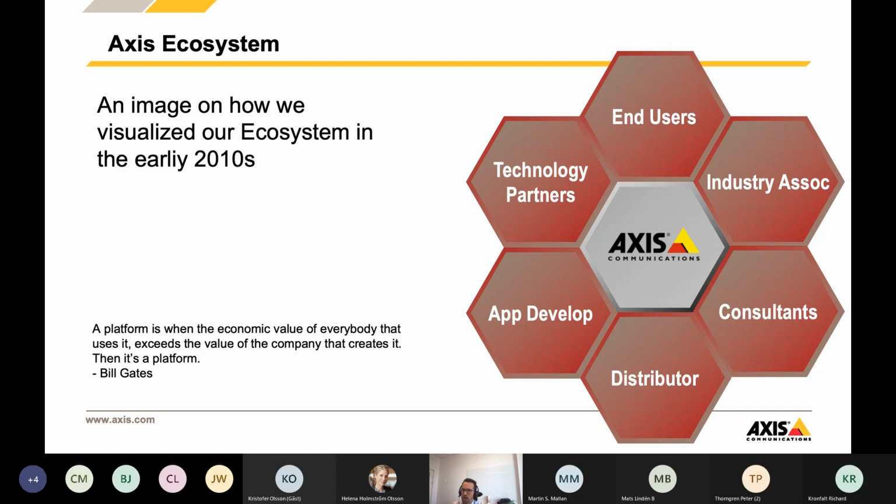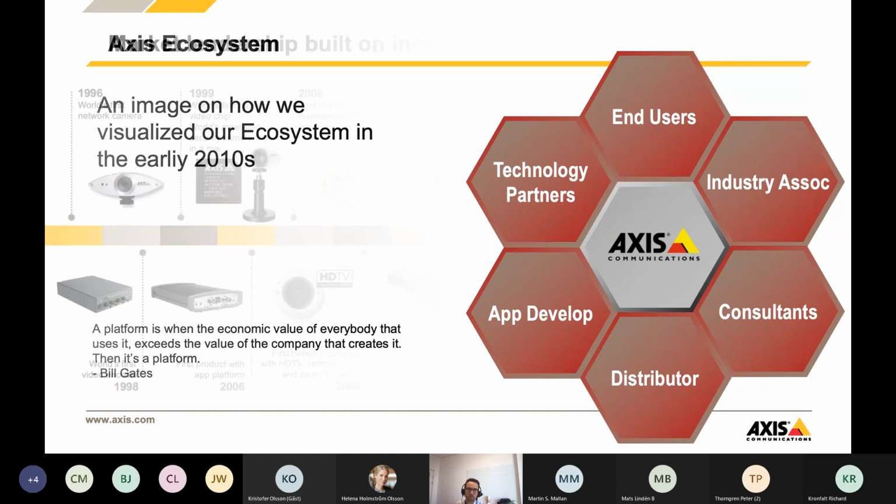And I think this quote from Bill Gates says quite a lot. A platform is when the economical value of everybody that uses it exceeds the value of the company that creates it. That's a platform. So I think there is a tight connection between platform and an ecosystem. So actually, when you buy an Axis camera, there's quite a capable platform in there that you can utilize, and that's what we're going to see further on.